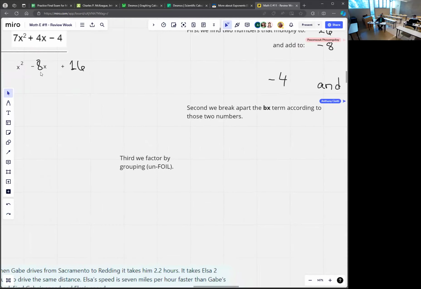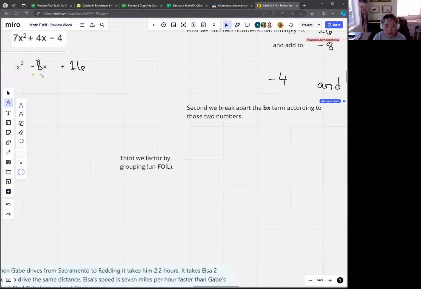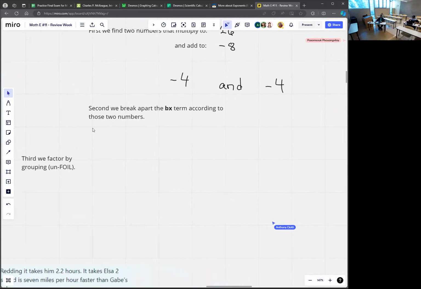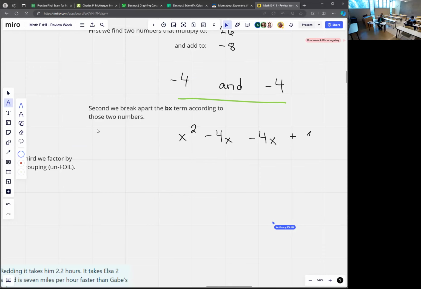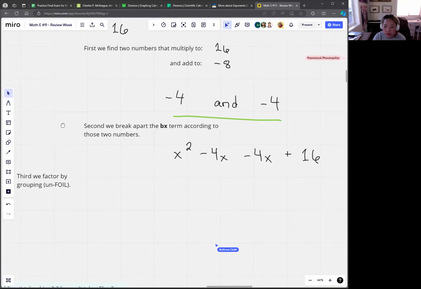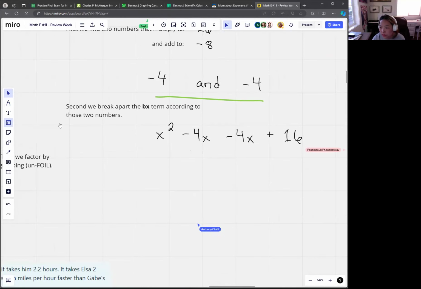So then, let me see if I can make this on the board. I want to break apart this minus 8. So that we have a minus 4 and a minus 4. That will be 1x² minus 4x minus 4x, and then plus 16. Am I remembering that right? Yeah, plus 16. Yep.